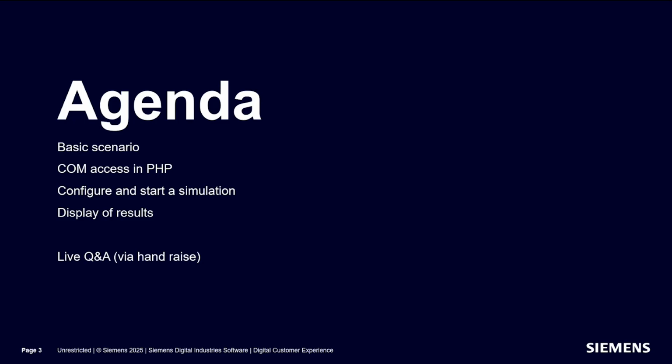So the basic steps for today: Stefan's going to go through a basic scenario. He's going to show the COM access in PHP, configure and start a simulation, and then he'll display results for us.